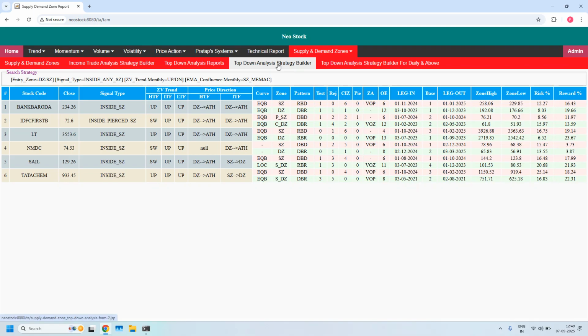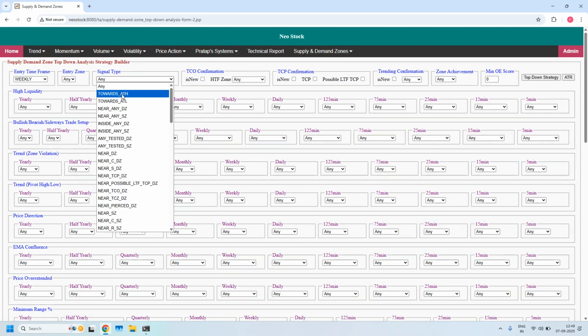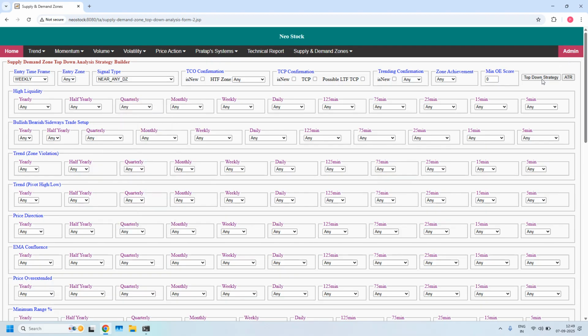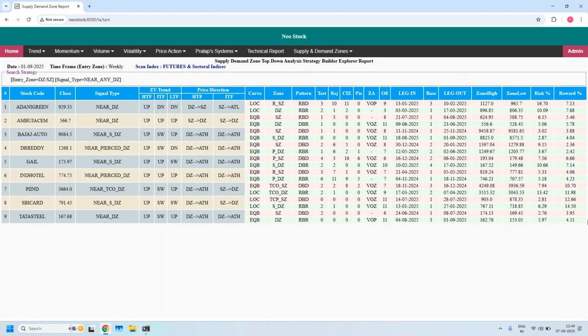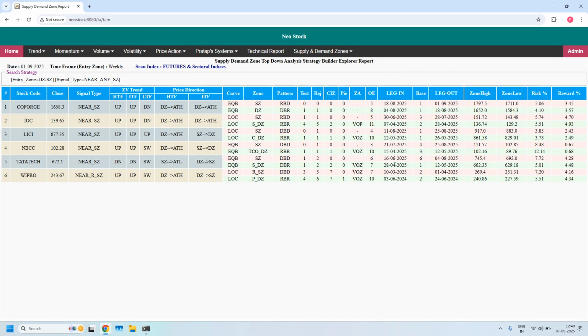Next time frame is weekly. Stocks near to the weekly demand zone. We got 9 stocks. Next, stocks near to the weekly supply zone. We got 6 stocks.